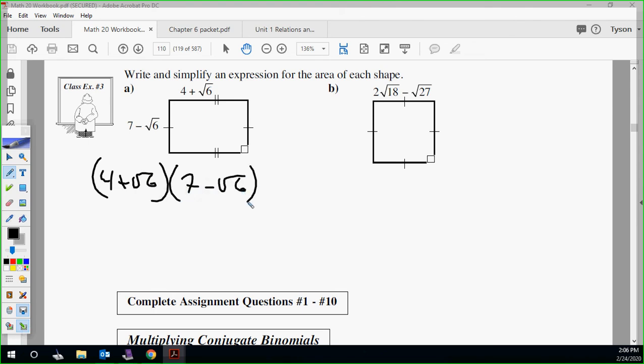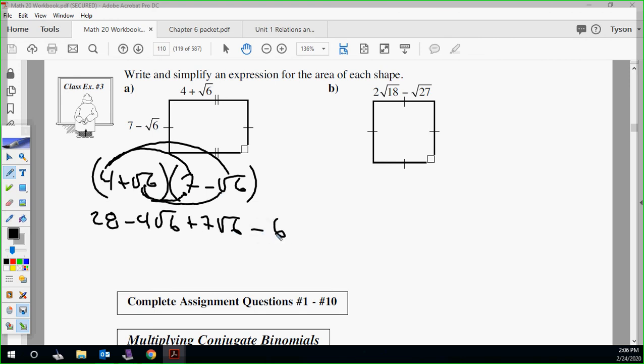Okay, so we have to go ahead and FOIL this out. So people get lost with radicals and they have to do foiling and things that are a little bit uglier. 4 times 7, 28. 4 times negative root 6, negative 4 root 6. Root 6 times 7, 7 root 6. Root 6 times negative root 6 is a negative 6, because root 6 times root 6.